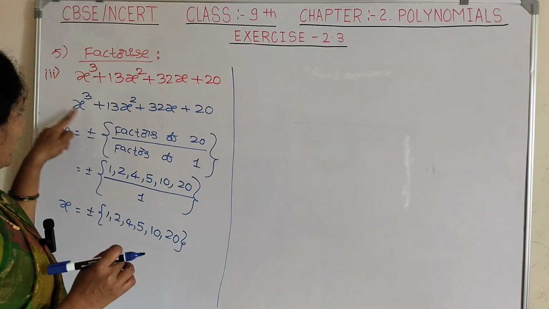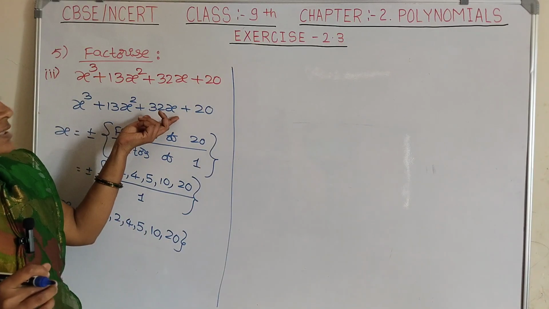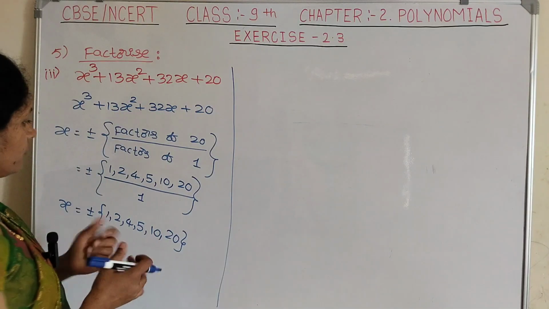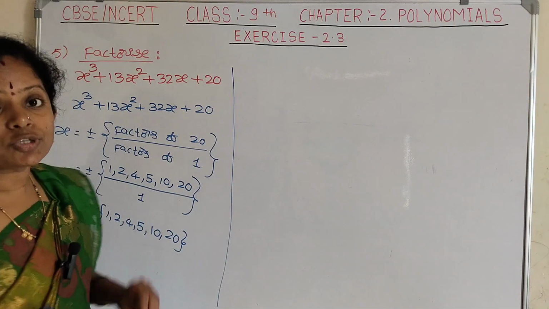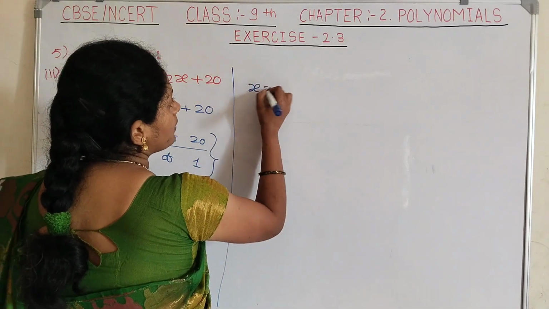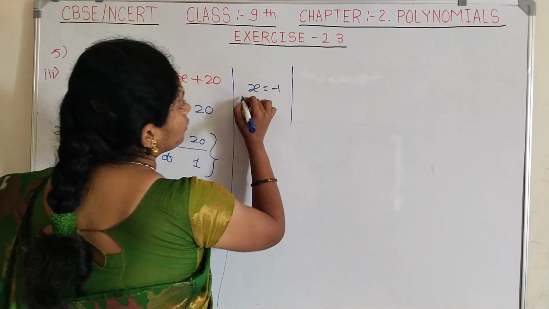So minus 1 minus 32, 33 plus 13 and 20. So we can get the 0. So x is equal to minus 1, we have to take. X is equal to minus 1. Now write down the coefficients.